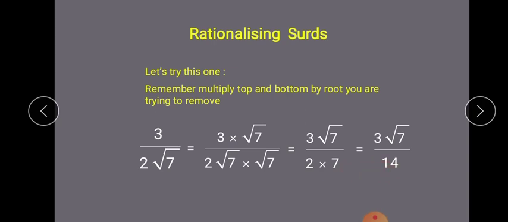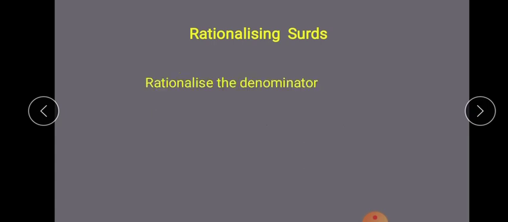Many a time students commit one mistake. What do they do? They directly multiply 3 and 7 as 3 times 7 is 21. So don't commit this mistake. We cannot multiply an irrational number and a rational number. 3 and root 7 will be only 3 root 7, not root 21.